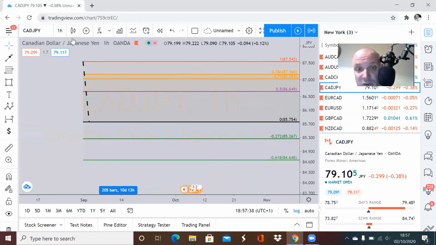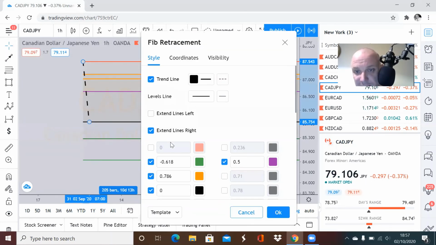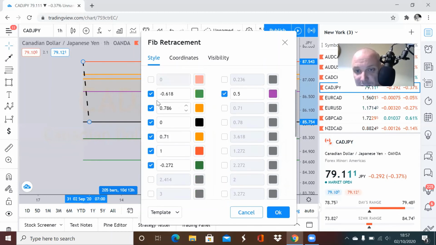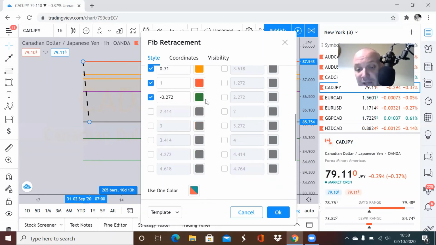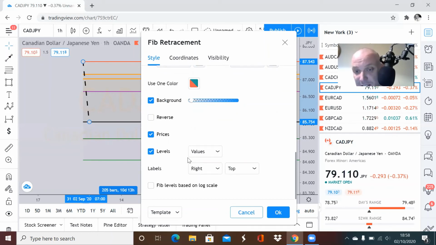Okay, guys? So again, just to reiterate that. In the box, trend extended to the right, a minus 0.618, a 0.786, a 0, a 0.71, a 1, a minus 0.272, and then the 0.5 in there, okay? You can have the background on if you want. I don't tend to. I just have it very faint. And again, labels to the right, values on top.